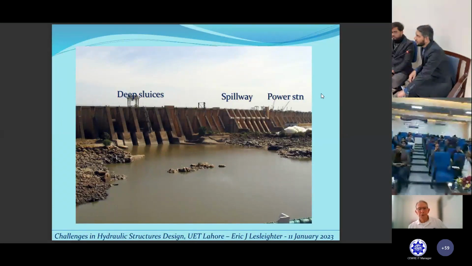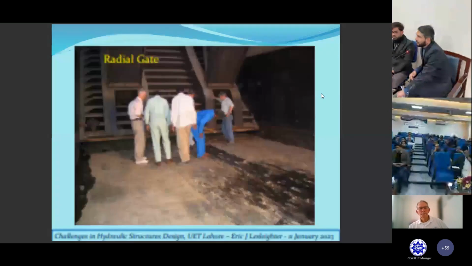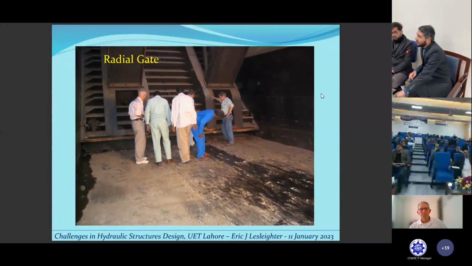If you move ahead, you should see a picture of a radial gate. Okay, now we are on the slide with the picture of spillway, power station, deep sluices. Yes. If you go to the next one, see a radial gate. Yeah, now we see the radial gates. Well, where the men are standing, they're standing on the stainless steel lining, it's rather covered with sediment or silt, but a lot of that floor, as you'll see in a moment, I'll show you more.